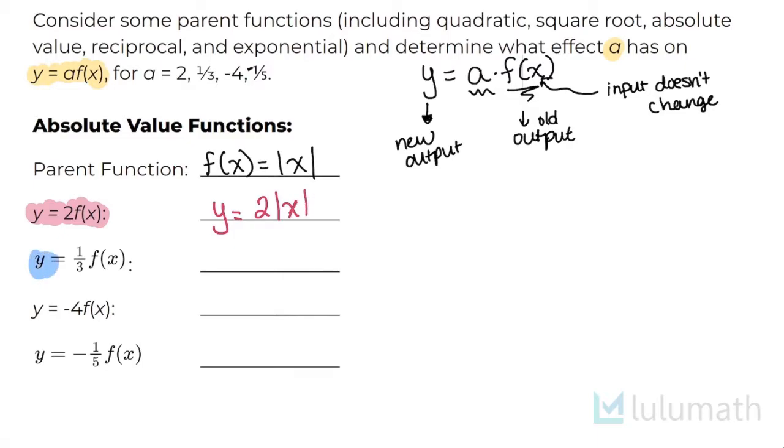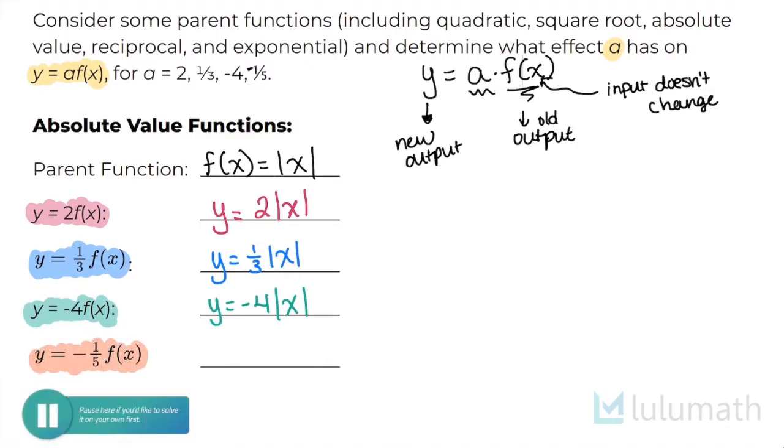Our next one is y equals 1/3 f of x. So my equation is going to say y equals 1/3, well, f of x is the absolute value of x. Our next one is y equals -4 multiplied by f of x. So the equation is going to say y equals -4 multiplied by the absolute value of x. And then our last one is y equals -1/5 f of x. Go ahead and write down what you think this equation should say. Did you get y equals -1/5 multiplied by the absolute value of x?